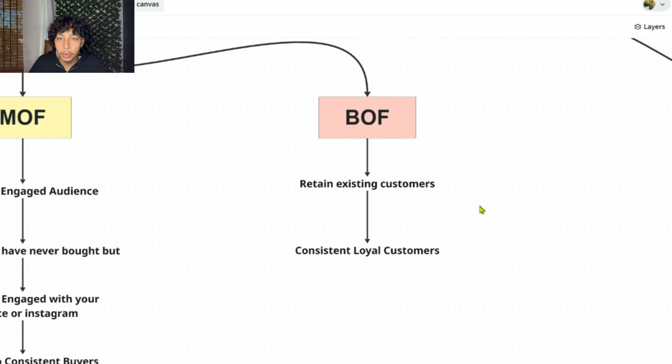Next is the bottom of funnel, and this is your warmest audience. So these are people who trust you and have bought from you before, so you want to retain them, keep them coming back, and turn them into loyal customers. So they will shop with you no matter what. Every single time you drop a new product, they will always shop with you. If you're only hitting one part of this funnel system, you're leaving money on the table.